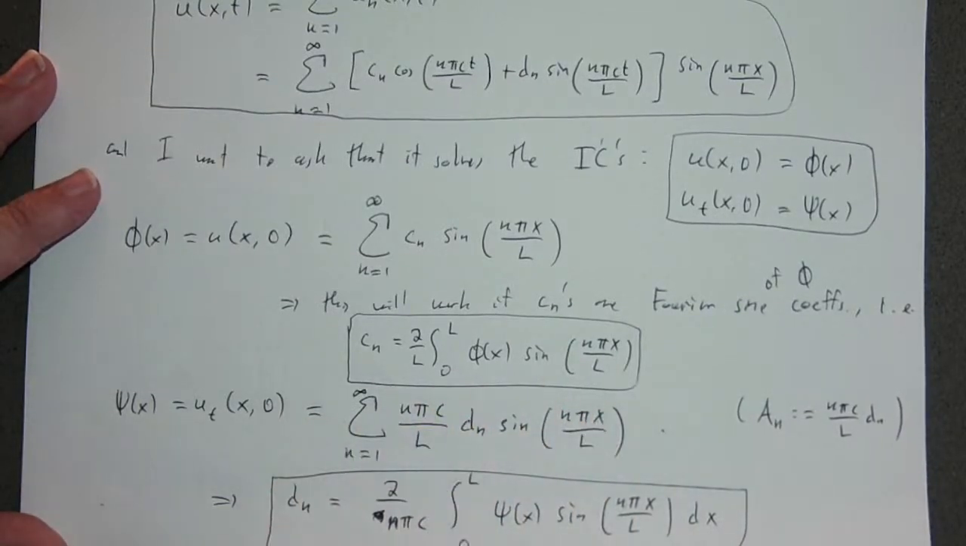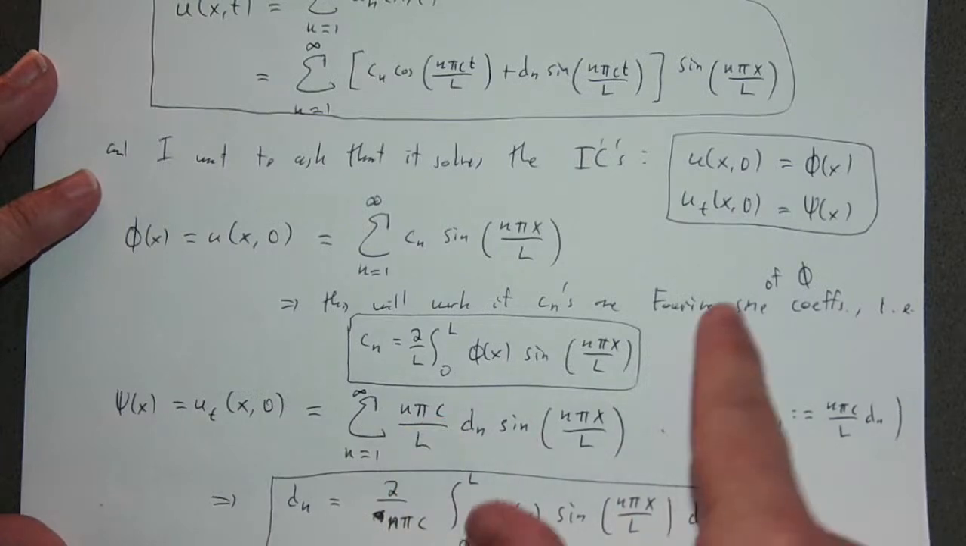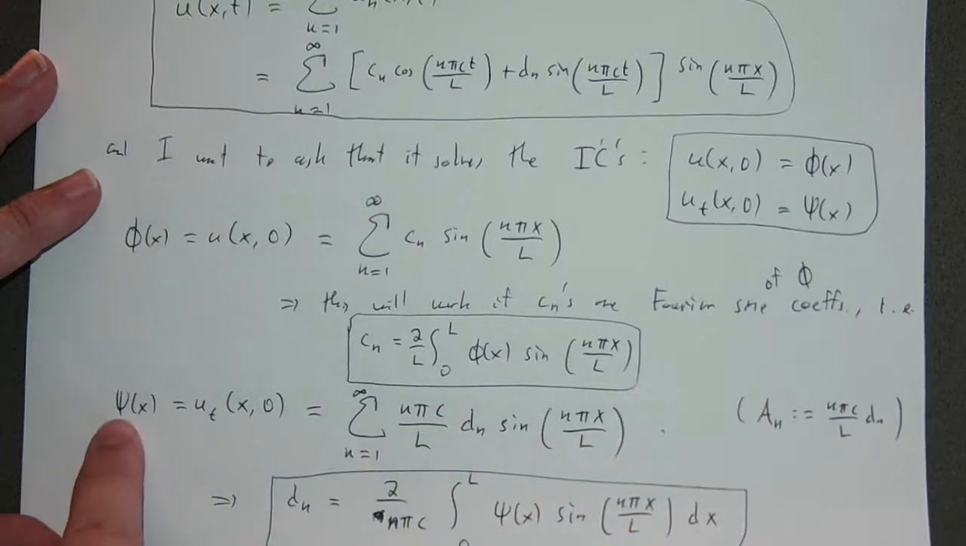To find such a d sub n, as I told you, one way you can do this is to write a sub n as this quantity. Then a sub n are the Fourier sine coefficients of c. So you know what that is.